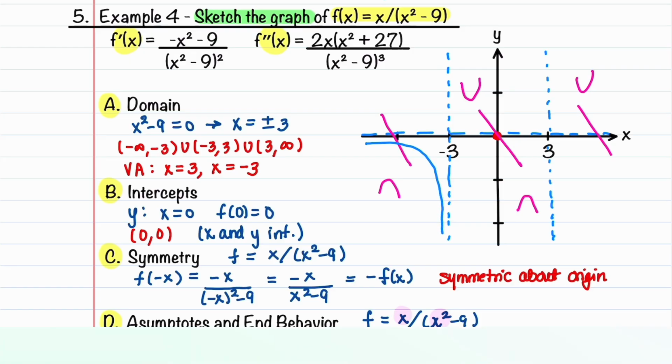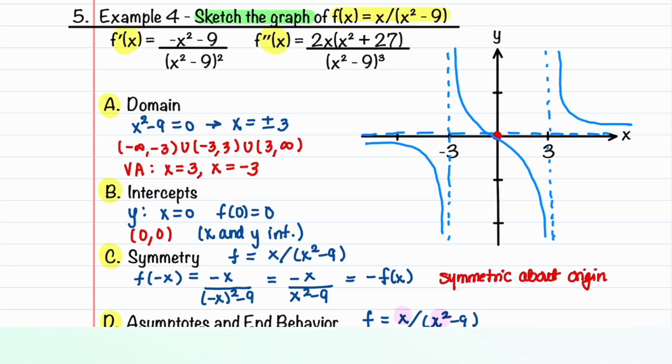And then in between -3 and 3, it's going to change from concave up to concave down. So it's got to look like this. And then to the right of 3, it's concave up and decreasing. So it has to look like this. Now let's go ahead and erase all of these other pink lines. And there's the graph of our function.